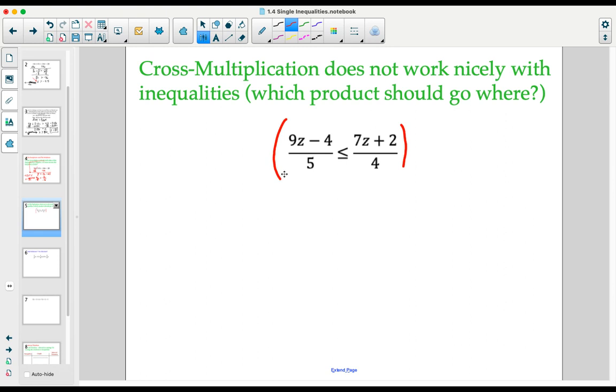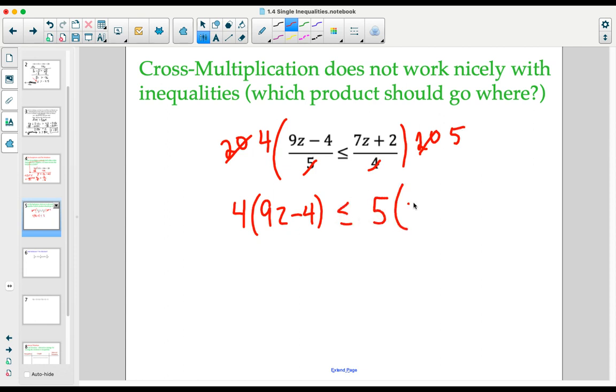If you look at the two fractions that are here, you'll see that the two denominators, 5 and 4, have a lowest common denominator of 20. This is going to serve the same purpose of cross multiplication, but without the circles being drawn and without you having to worry about which way to face the inequality. 20 simplifies with the 5 to leave behind a 4. So the left-hand side becomes 4 times 9z minus 4. And the right side, the 4 simplifies with the 20 to leave a 5. And we're left with 5 times 7z plus 2.